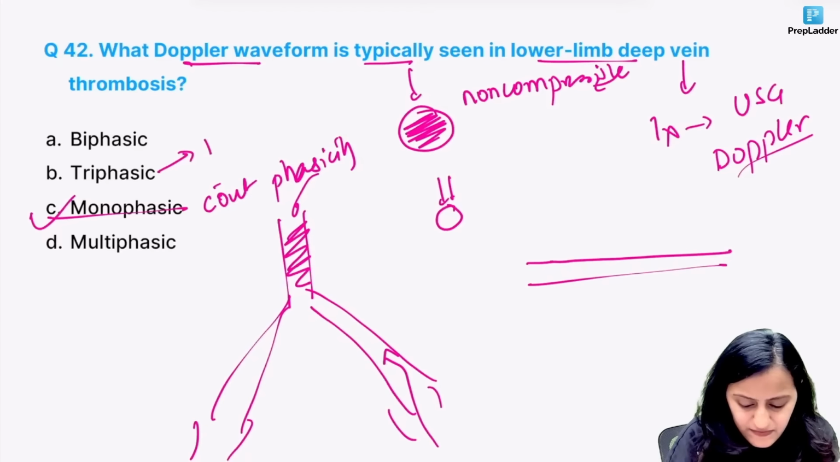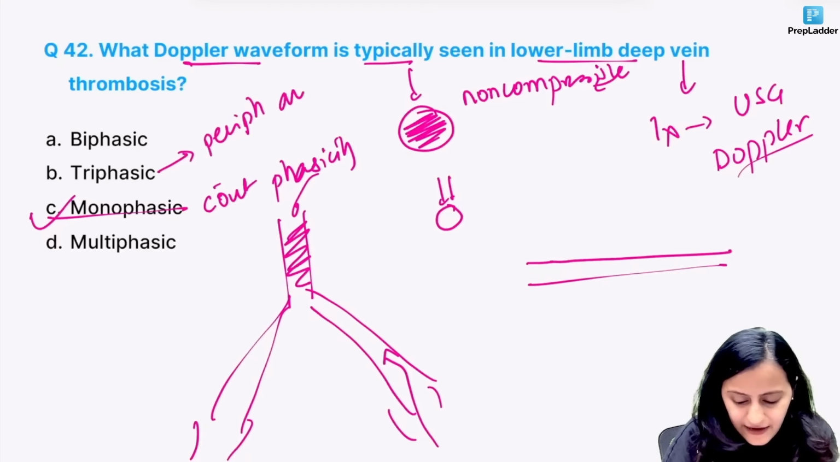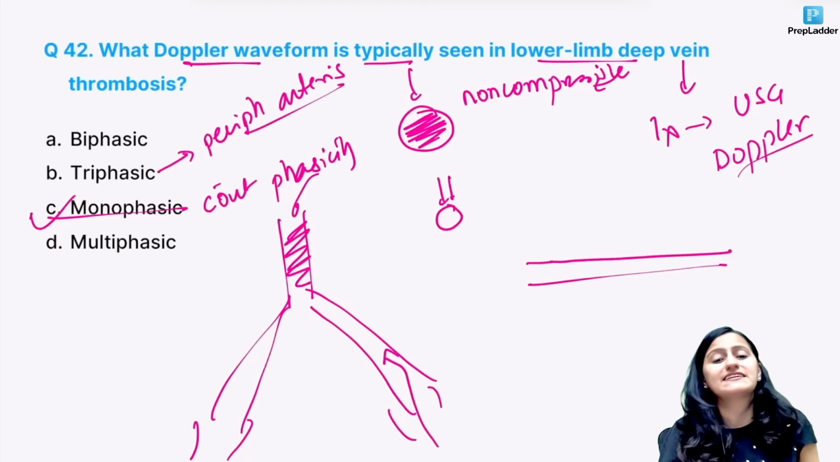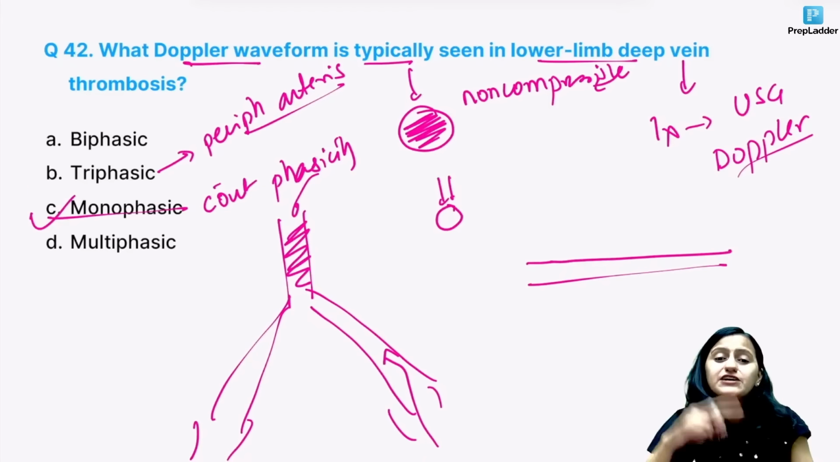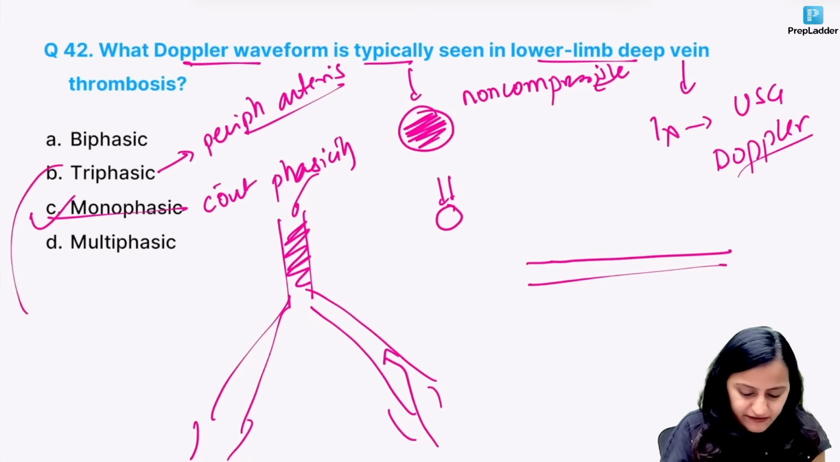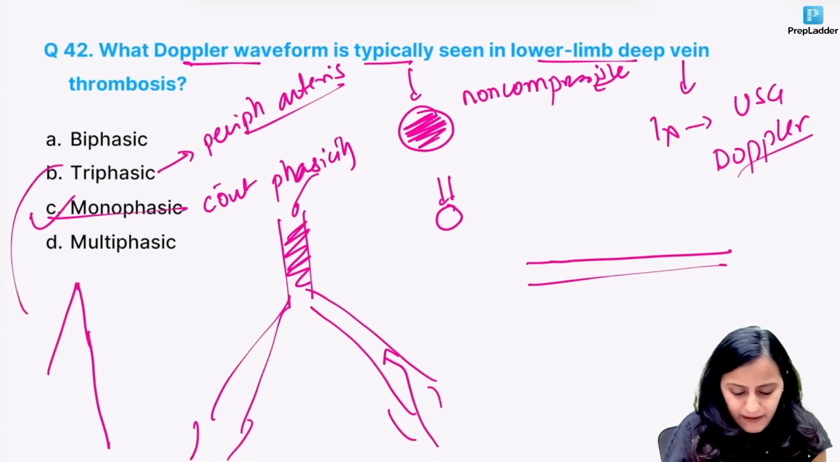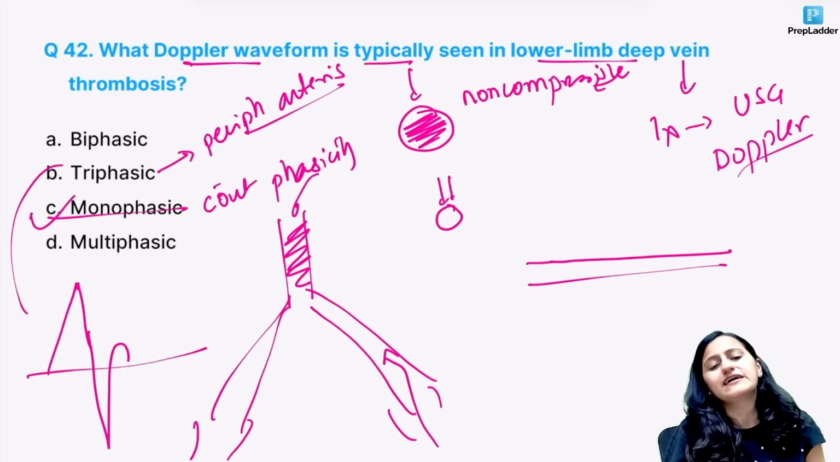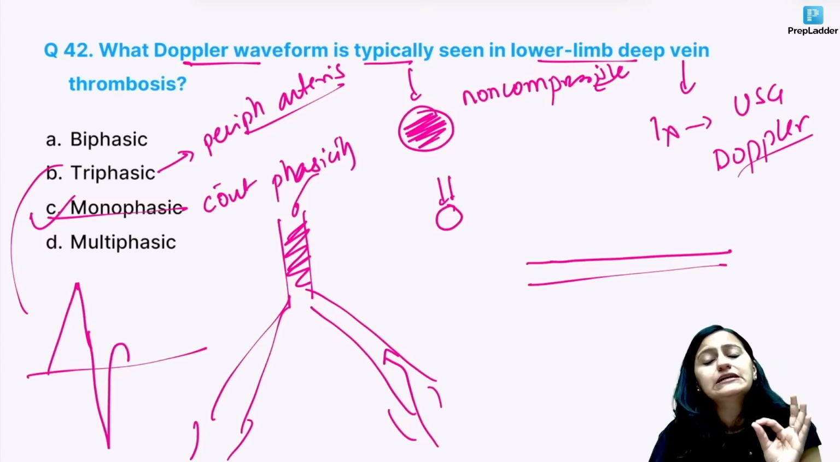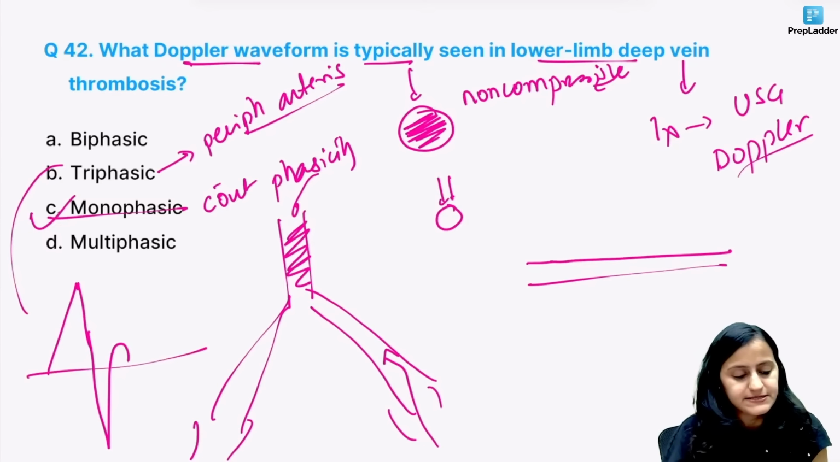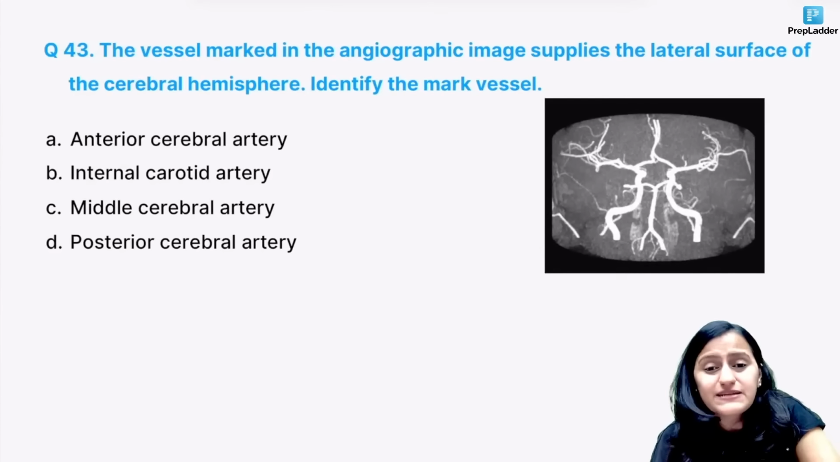Triphasic waveform is seen in the peripheral arteries, which have high resistance. The limb arteries, they show the triphasic waveform. Okay, forward flow, backward flow और फिर forward flow. ऐसा आता है triphasic waveform in normal peripheral arteries. Okay. Next one, the vessel marked.